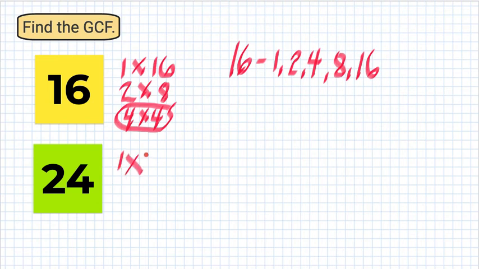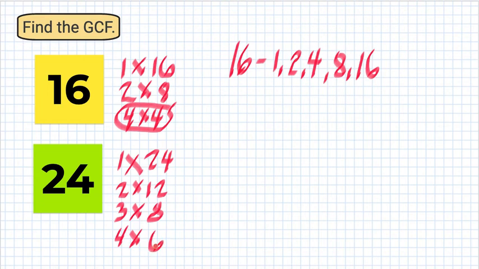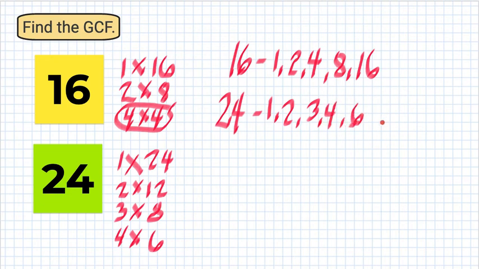Now let's have number 24. 1 times 24, 2 times 12, 3 times 8, and 4 times 6. Now let's list all the factors of 24. We can have 1, 2, 3, 4, 6, 8, 12, and the last one, 24.